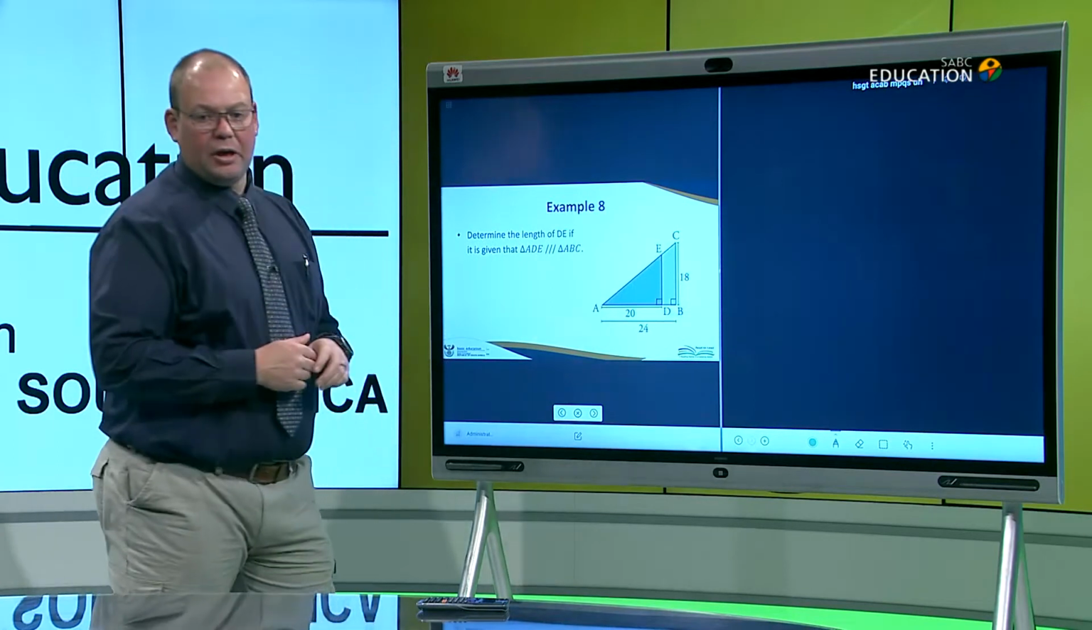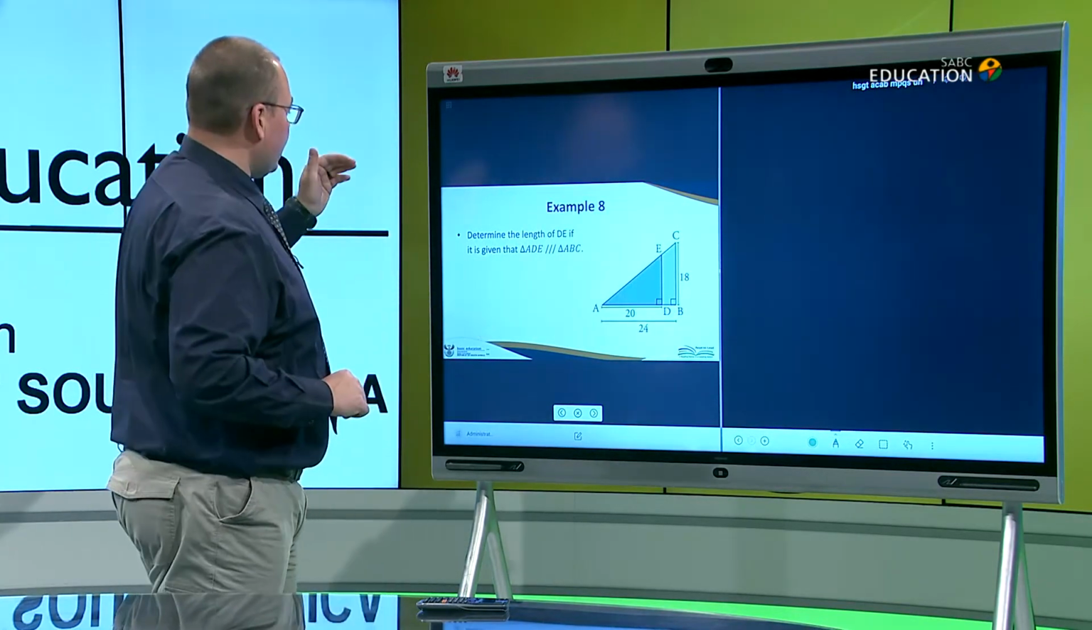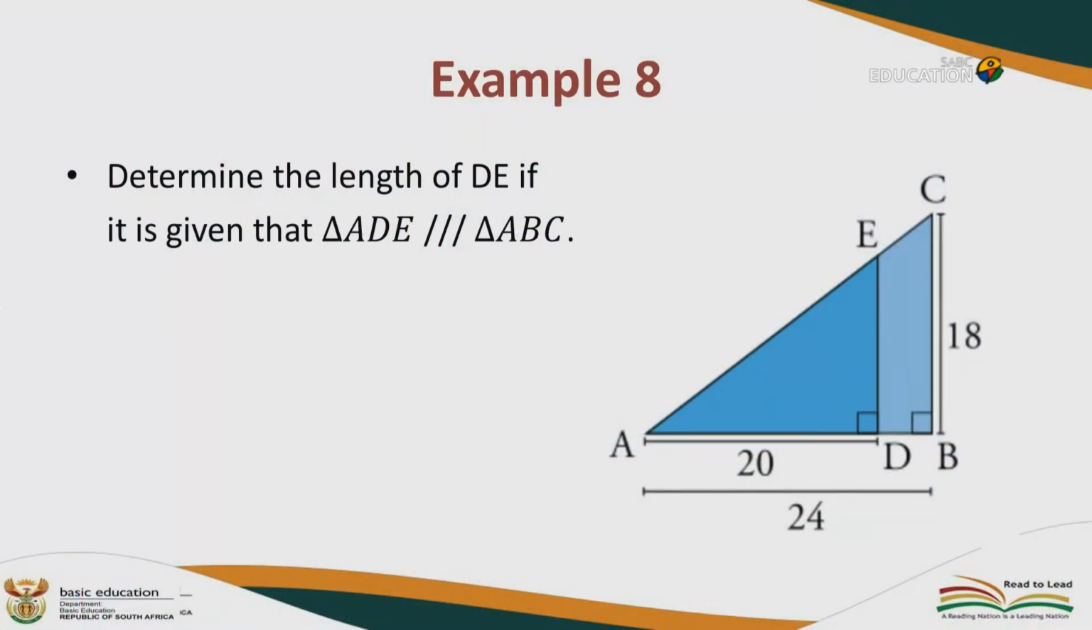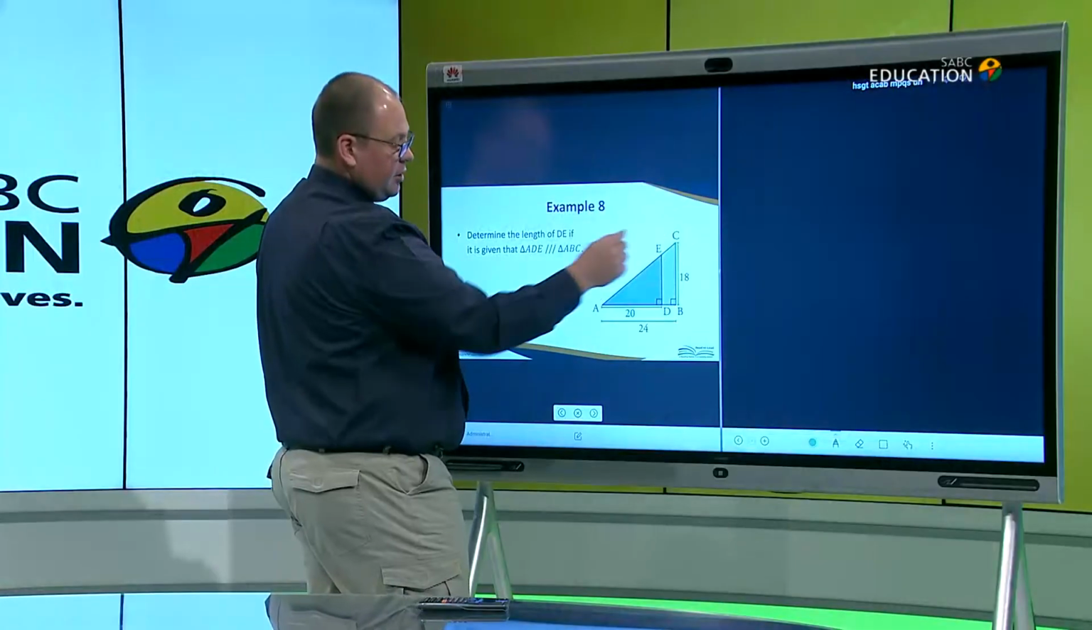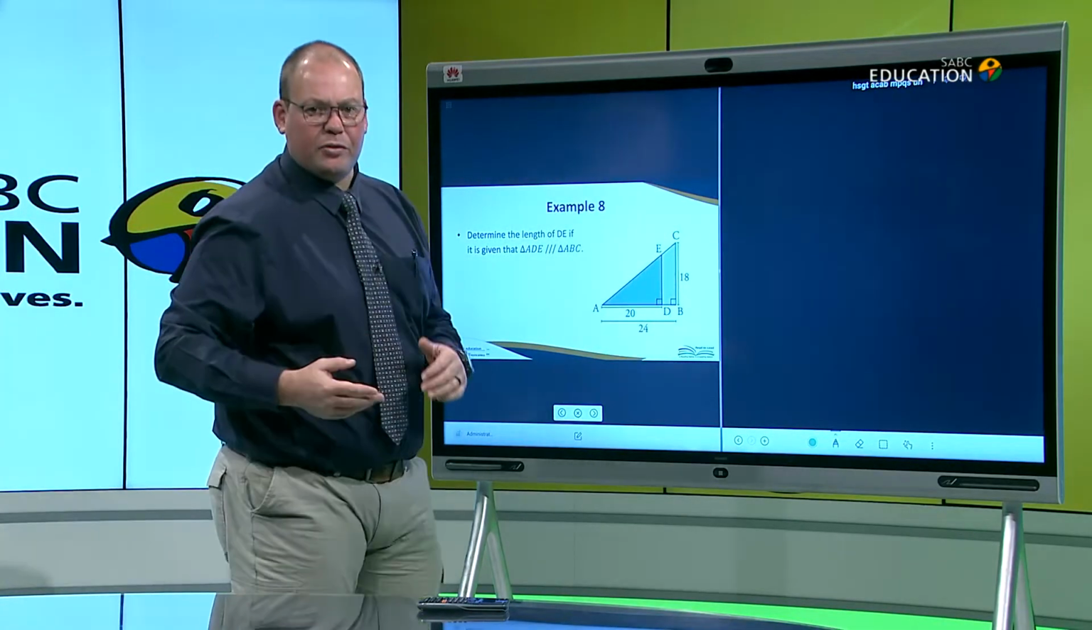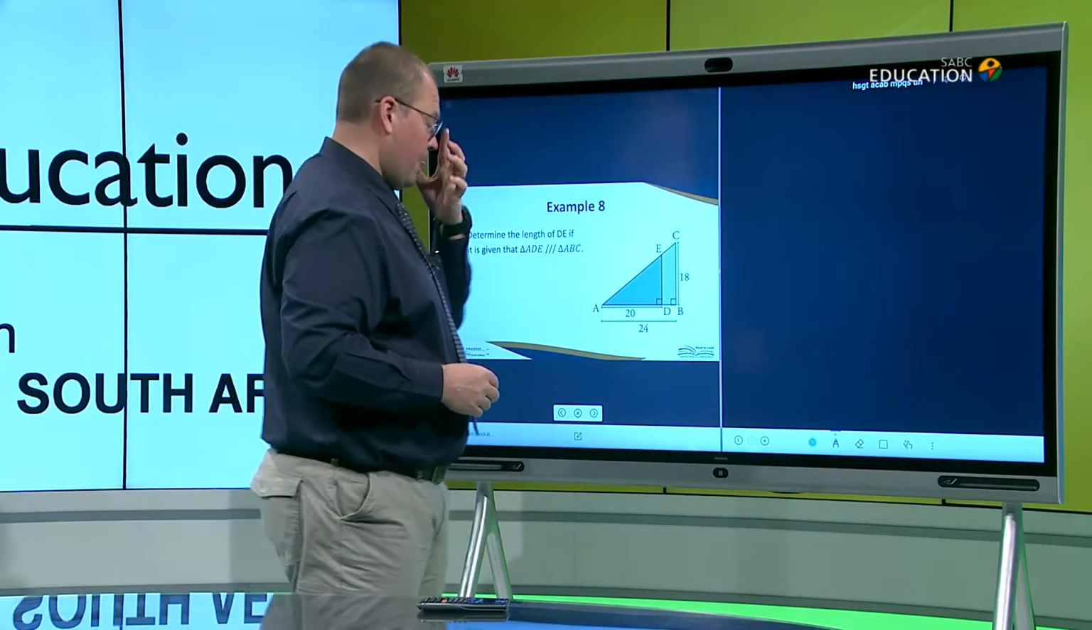So let's have a look at example 8. So they say determine the length of DE. All right, so let's look at where we have DE. Okay. If it is given that triangle ADE is similar to ABC. So therefore, we don't have to prove similarity. So now please be careful that you don't get confused with proportionality, all right, and use proportion. Why do I say that?